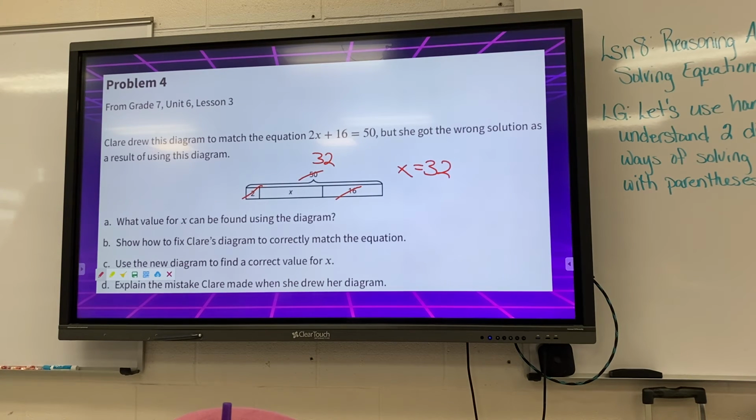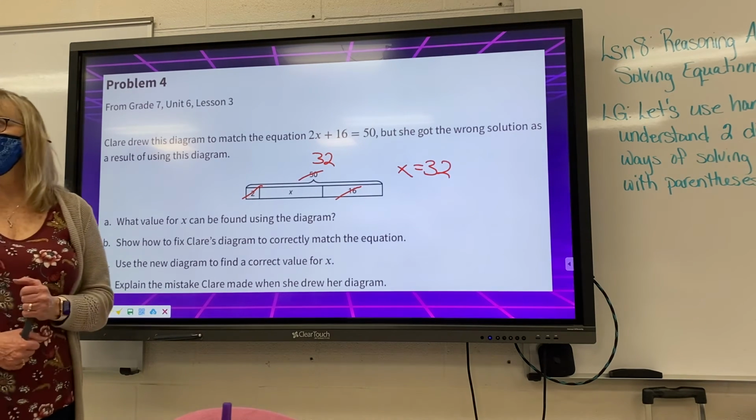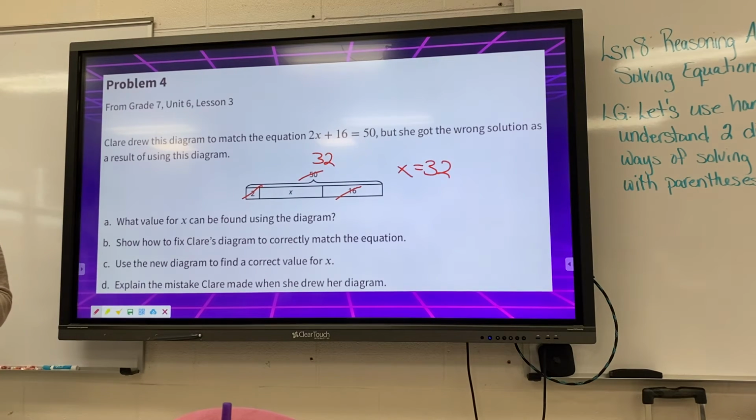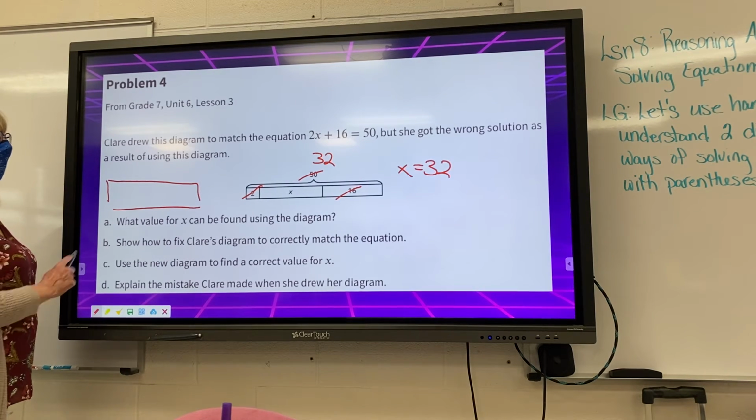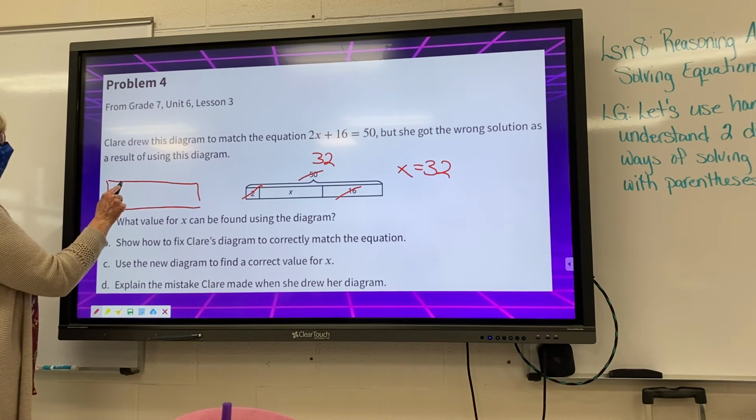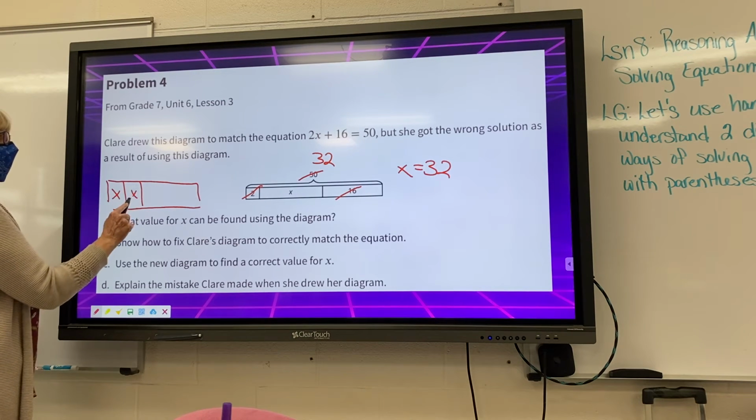And her teacher said, wrong answer. Show how to fix Claire's diagram to correctly match the equation. Well, I think her tape diagram, she wrote it wrong because she already isolated x, and in the equation, it's saying that the x is attached to 2, so it would be 2 x's, and then there'd be 16.